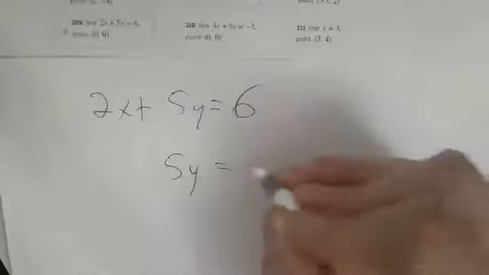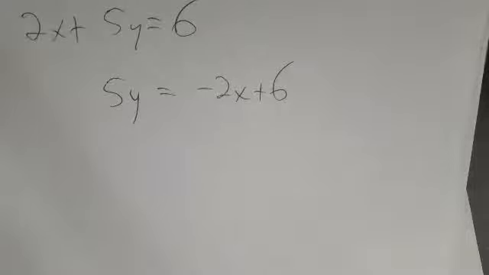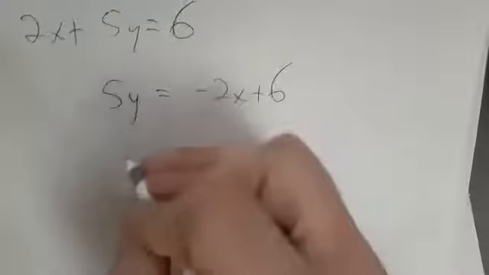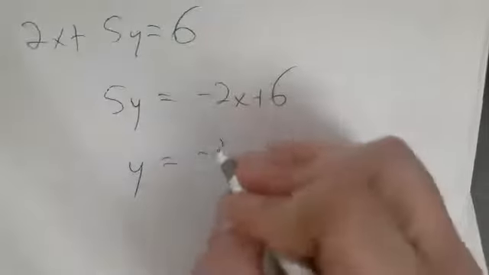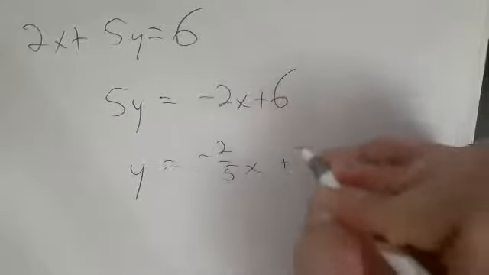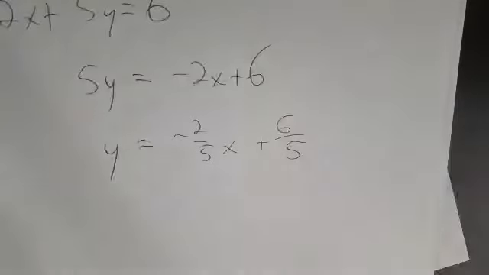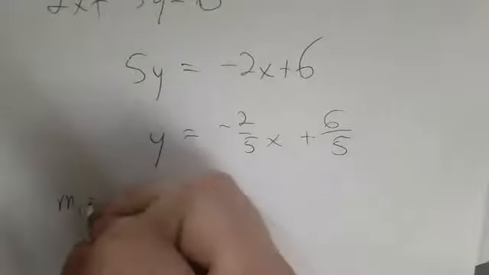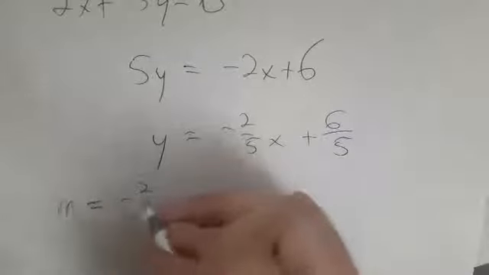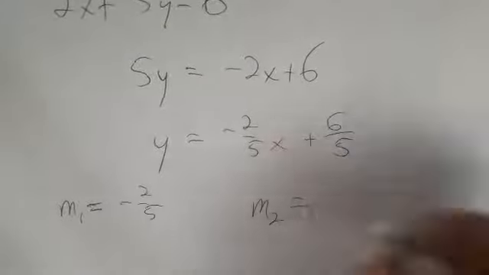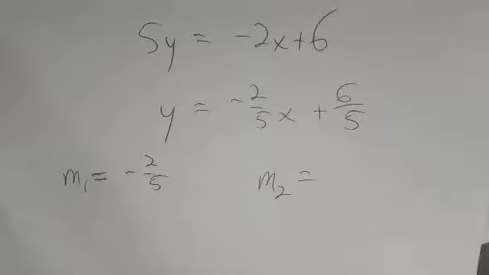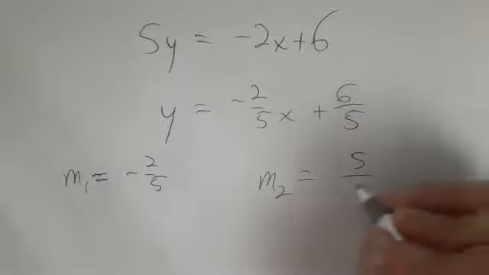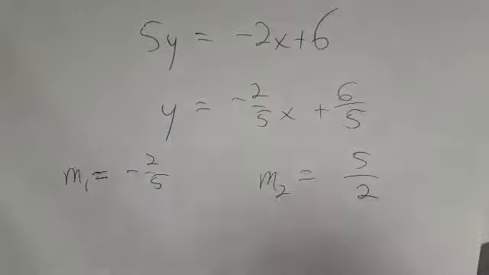5y equals minus 2x plus 6. We subtract the 2x over, we divide by 5. That's fine. We did all this work to get the slope. My first slope is minus 2/5. My second slope is the line perpendicular, 5 over 2. It's positive. Make sure it's positive.